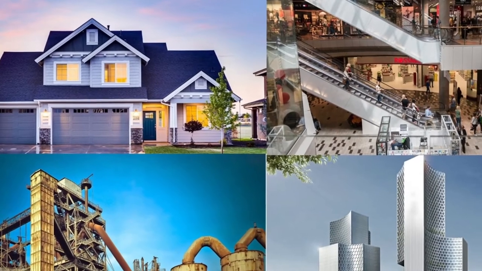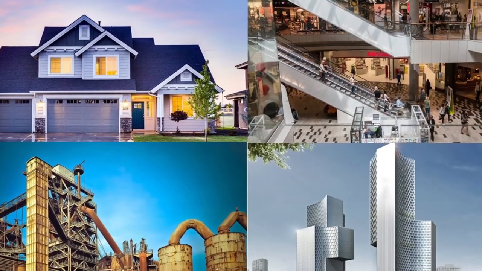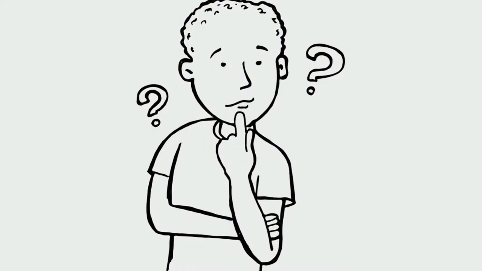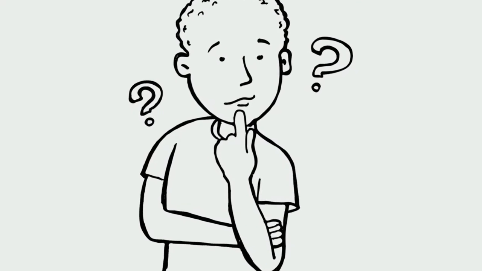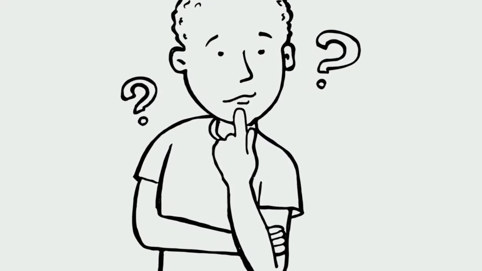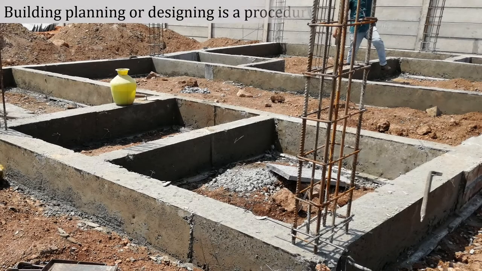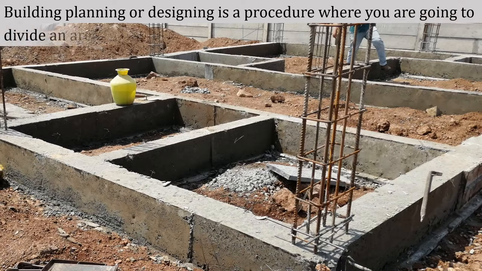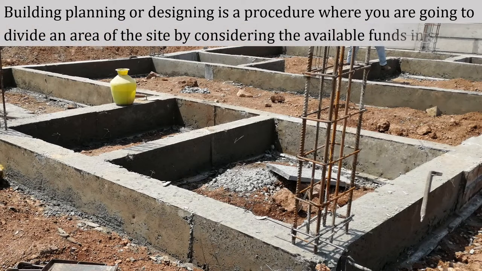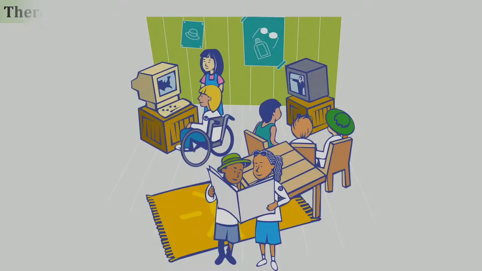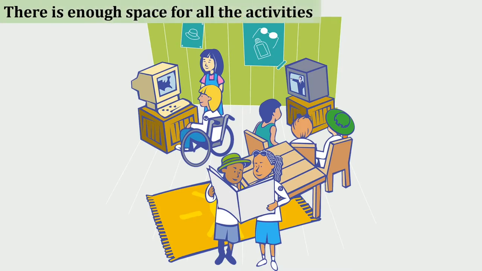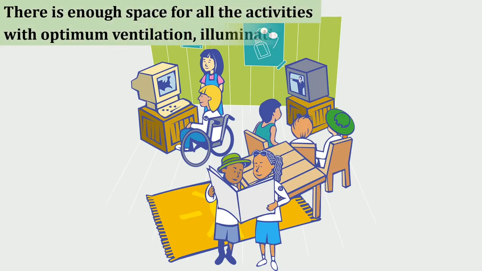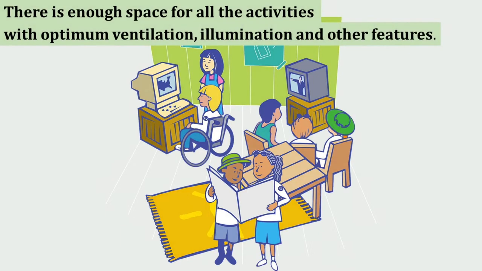So, you know that there are different types of buildings, but you may have a question that why should you know them? The answer to this question lies within the definition of building planning. Building planning or designing is a procedure where you are going to divide an area of the site by considering the available funds in such a way that there is enough space for all the activities with optimum ventilation, illumination, and other features.